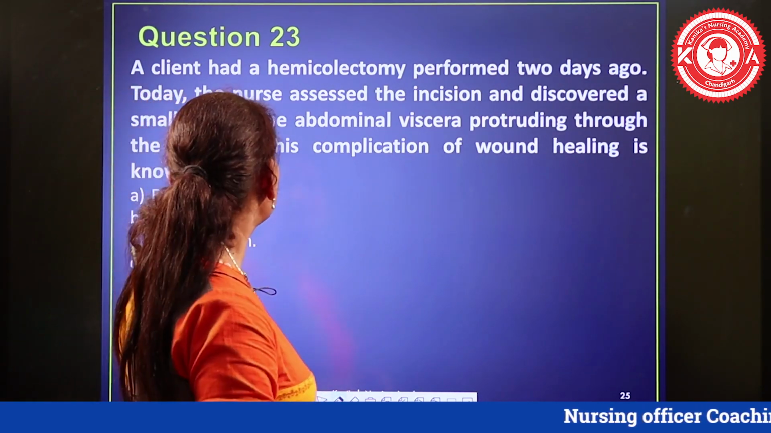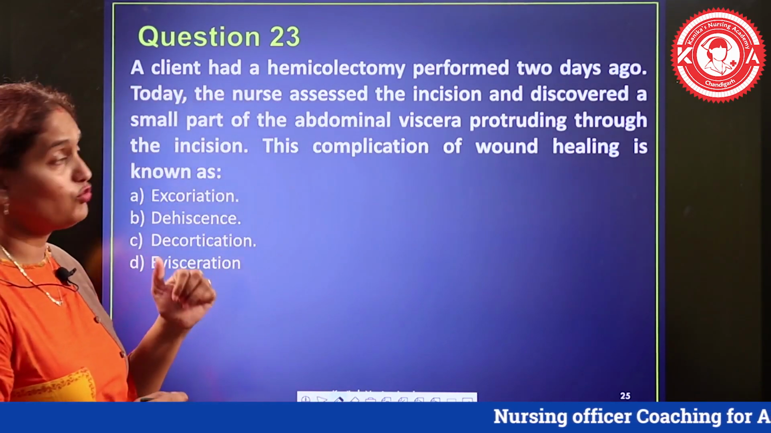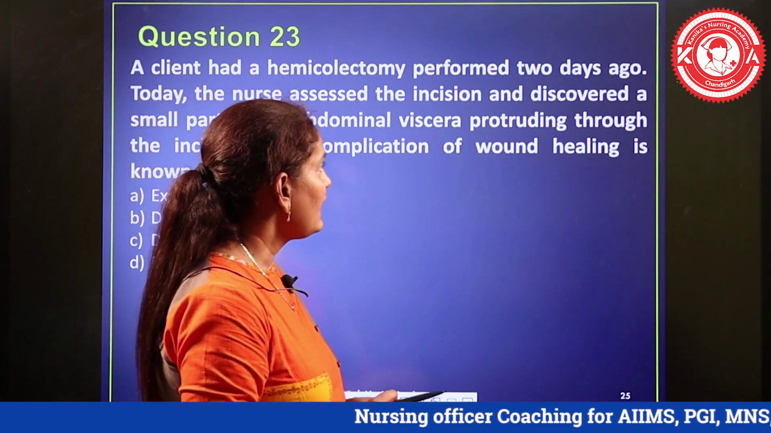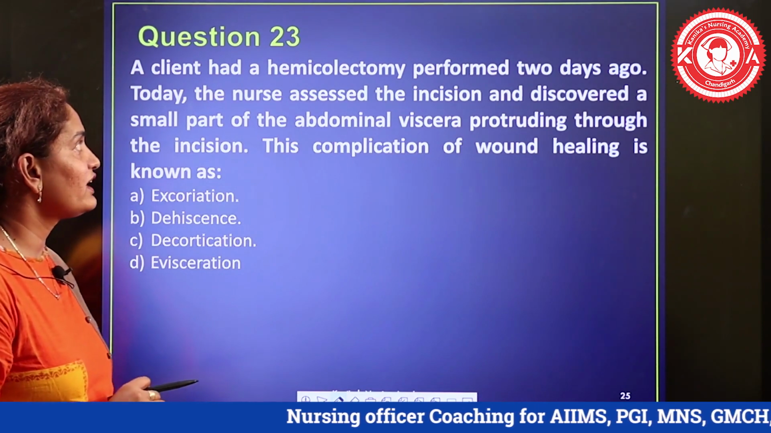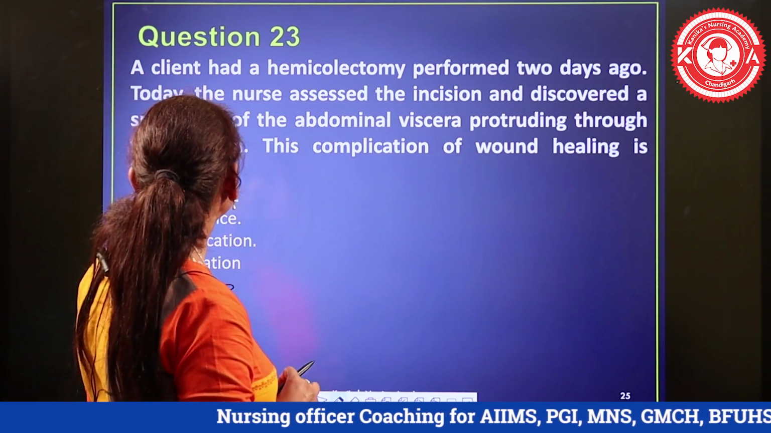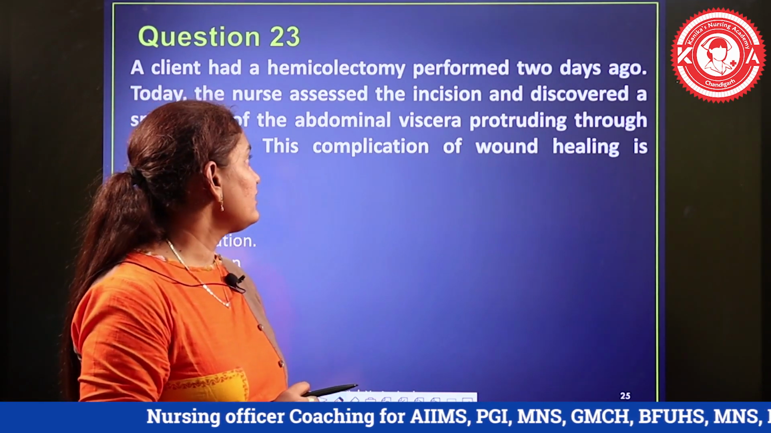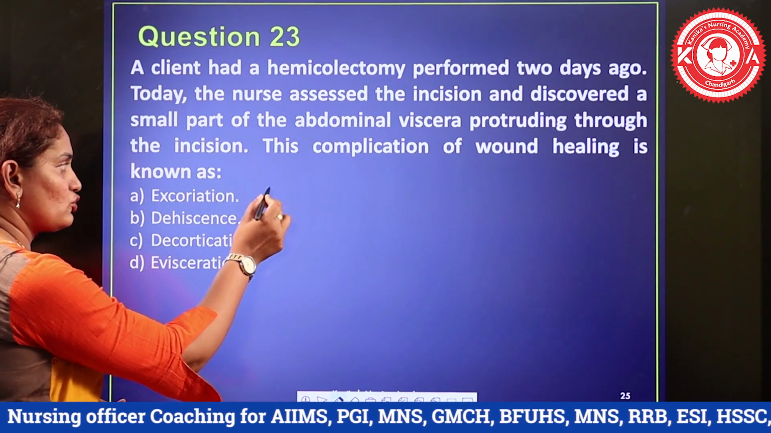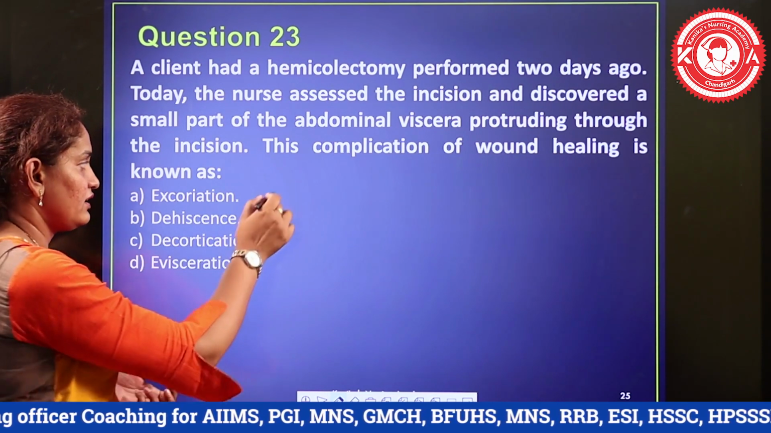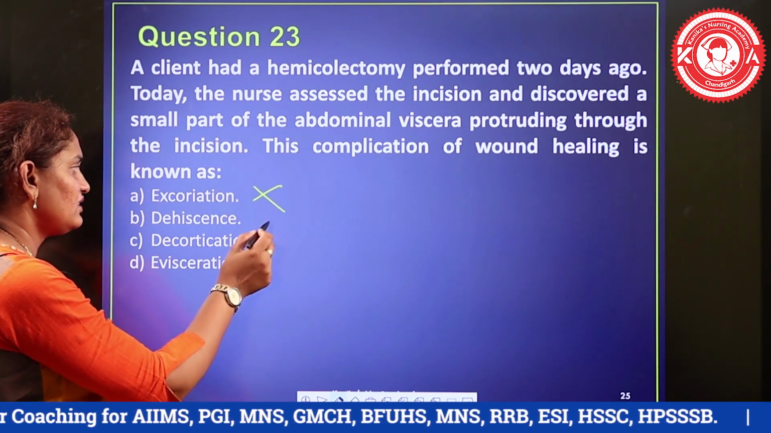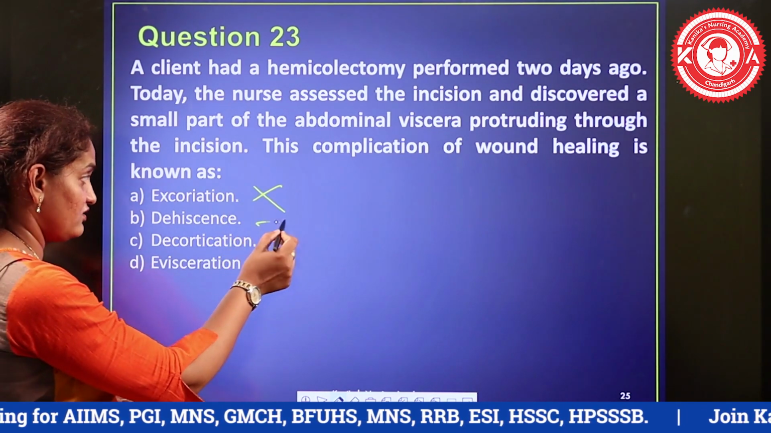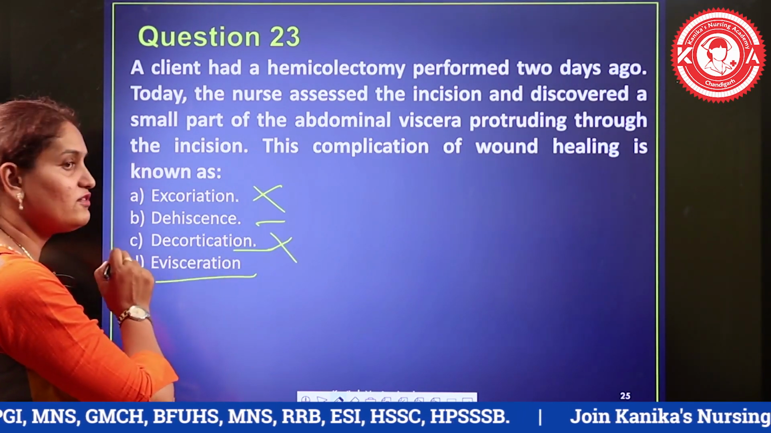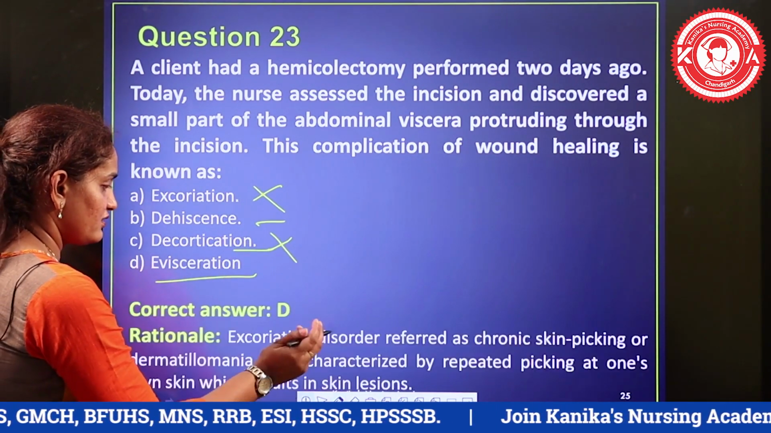So the next question is, a client had a hemicolectomy performed 2 days ago, and now today what is happening? The nurse is assessing the patient and the incision and discovers that a small part of the abdominal viscera is protruding through the incision. This complication of wound healing is termed as, is it excoriation? Excoriation is skin peeling, it is not excoriation. Is it dehiscence, wound dehiscence? Let us just find out. Is it decortication? It cannot be decortication, but is it evisceration? Let us see what the answer says.